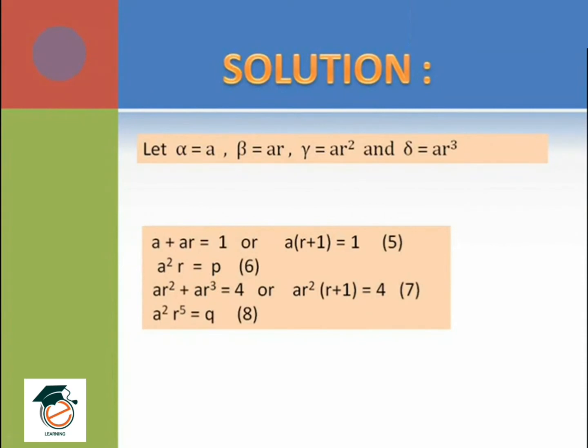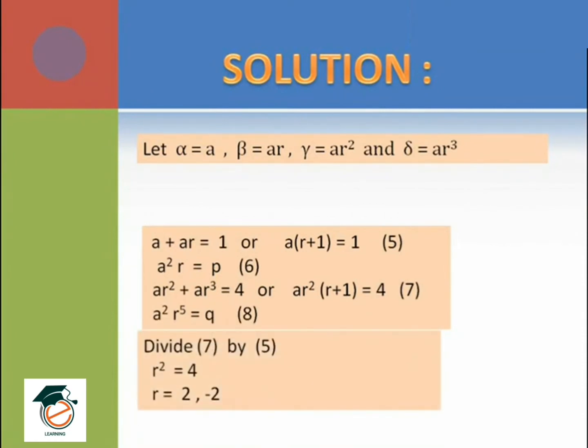Now what we do is we divide equation 7 by 5. When we divide this equation by 5, what we get is r square equal to 4. Why? Because a and a get cancelled, and also r plus 1 and r plus 1 get cancelled. What we are left with is r square, and this becomes equal to 4. Therefore r would be equal to 2, minus 2.